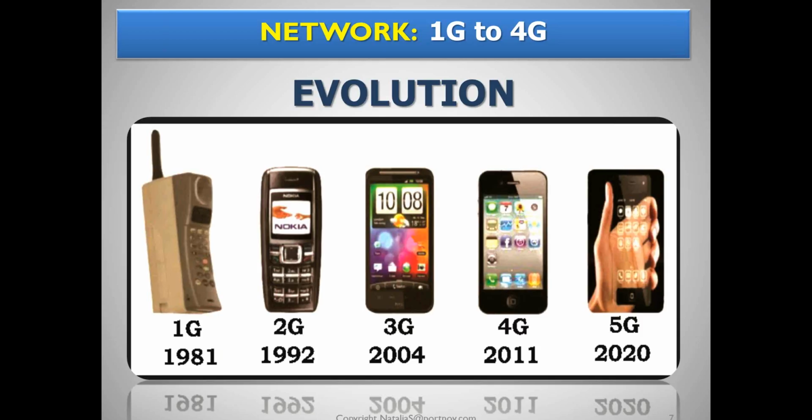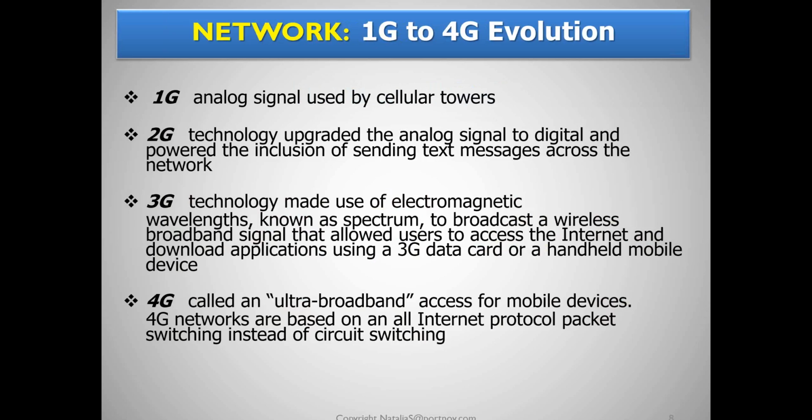All right, now let's talk about the evolution of cell phones. So basically, 1G is the analog signal used by cellular towers. 2G, and you have to understand, before second generation technology came into the market, there was no such term as 1G.